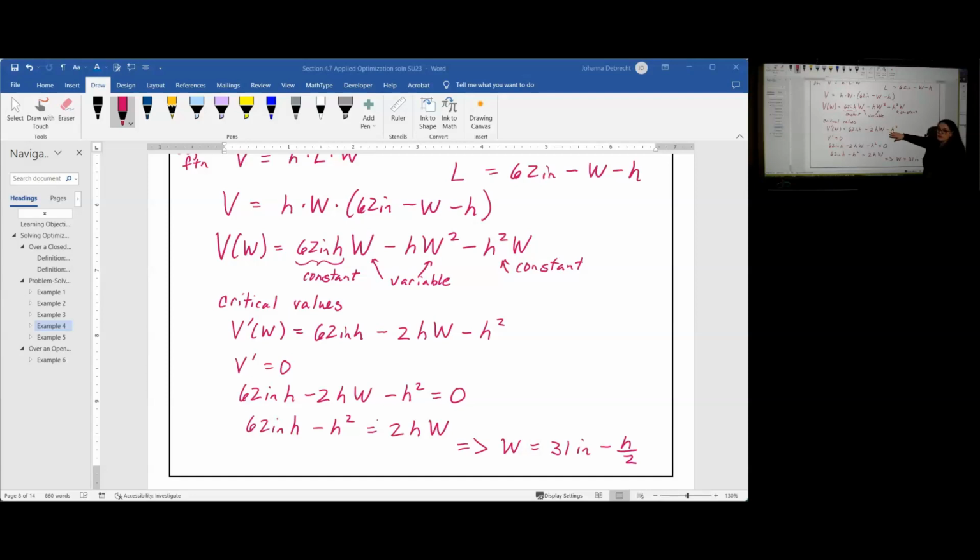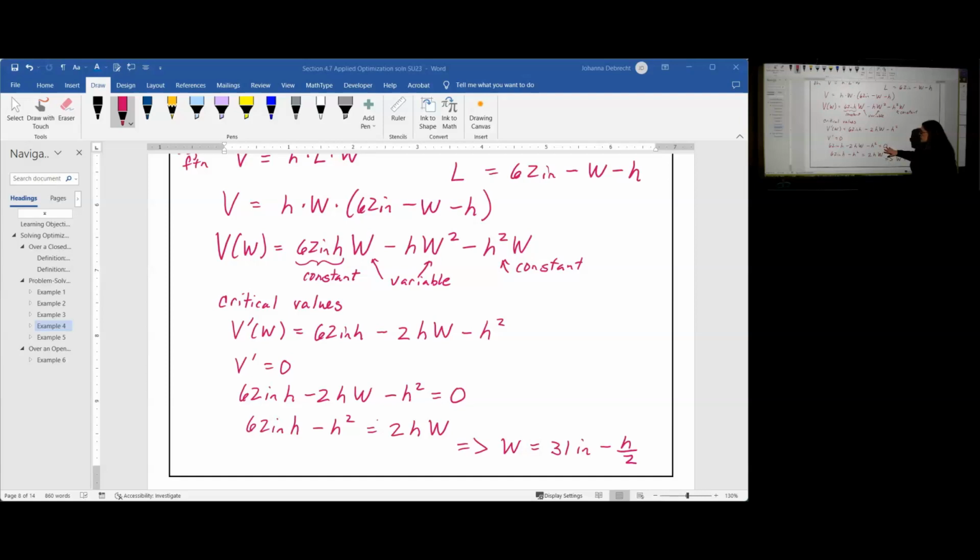To find the critical values, I take the derivative with respect to W, which is the only true variable in the equation. H is not known, but it's fixed. It's a constant number. When I take the derivative, I get 62 inches times H minus 2H times W minus H squared. I set the derivative equal to 0 to find critical values. Notice that this is defined everywhere in our domain between 0 and 62. So I know that there are no critical points coming from the derivative not existing.